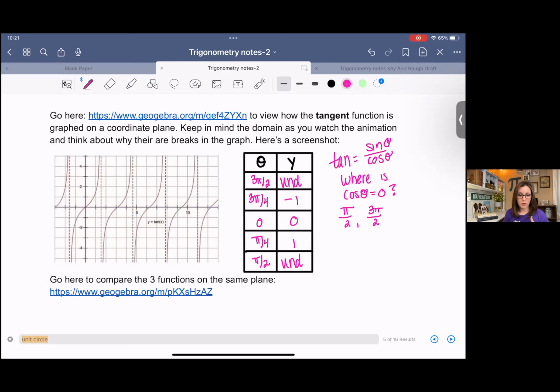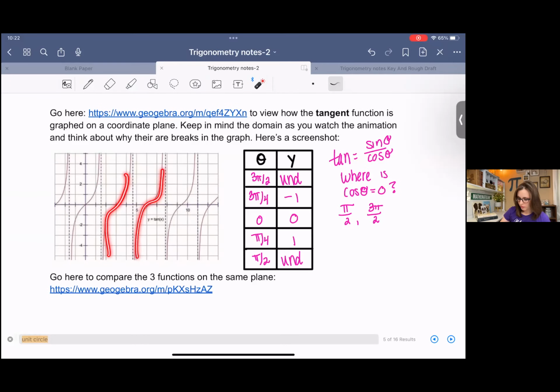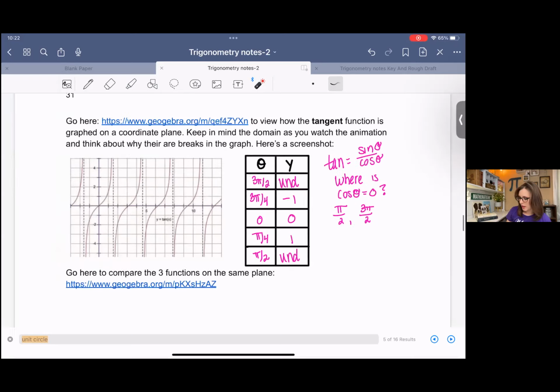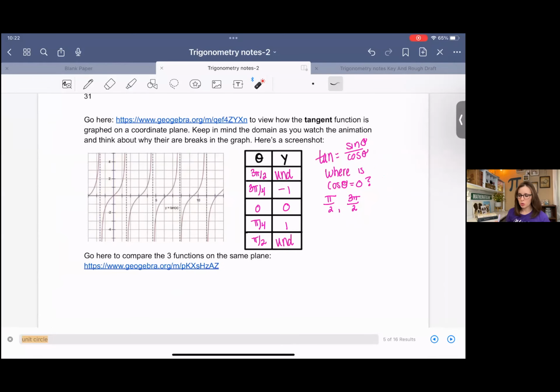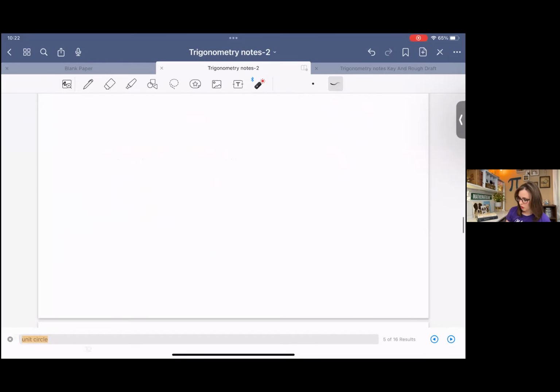So I went with 3 pi over 4 hits at -1, at 0 it's 0, and then pi over 4 it's 1. And that's going to give me this nice, neat, clean curve right here in between my asymptotes. And then that's going to repeat in the same manner throughout the coordinate plane. So that's tangent.